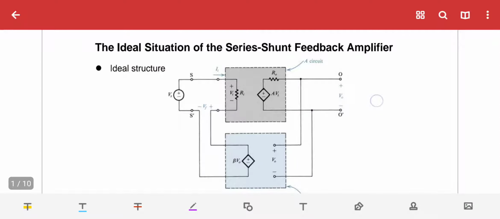series. Series means the input is done by series mixing. Series mixing is done through voltage. So the input is a voltage signal. And at the output you can see shunt sampling. Shunt sampling means parallel connection, that also indicates the output signal is voltage. So input signal is voltage and output signal is voltage. That means the amplifier which we are using here is a voltage amplifier. So the gain A will be VO by VI.